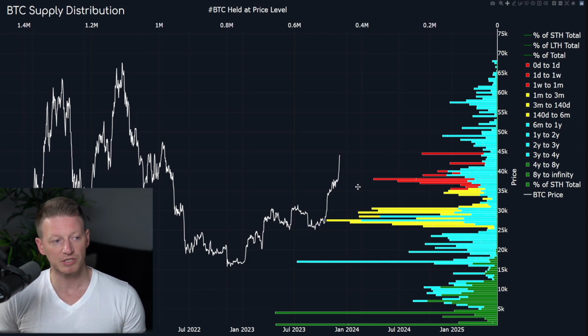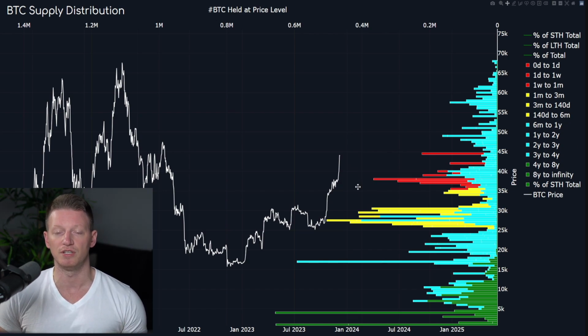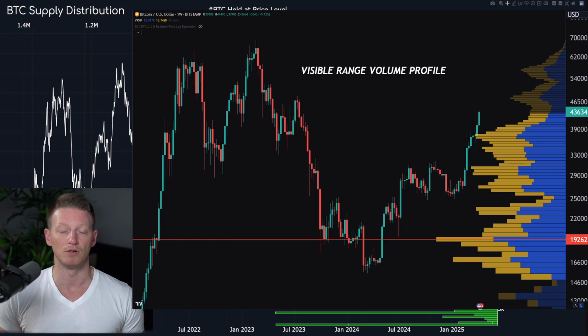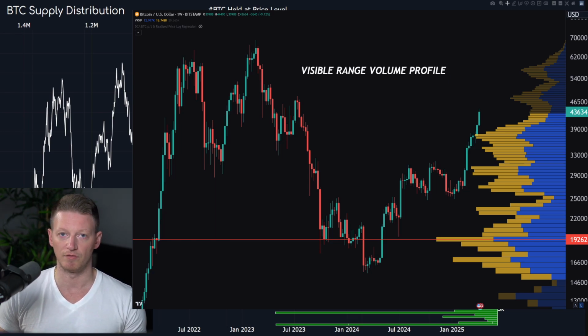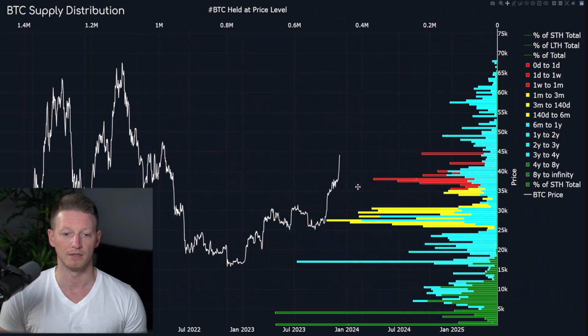So this metric is somewhat similar to the visible range volume profile. But whereas that's giving us an estimation of where people may be holding the asset or where there may be a fair value zone, this metric is giving you specific locations where individuals hold Bitcoin, okay?